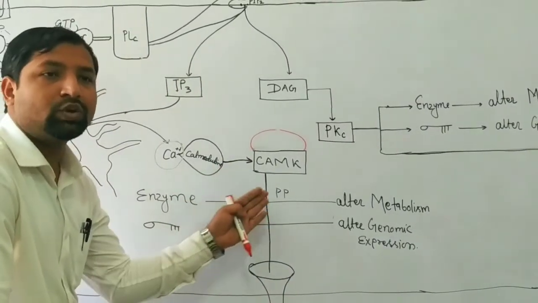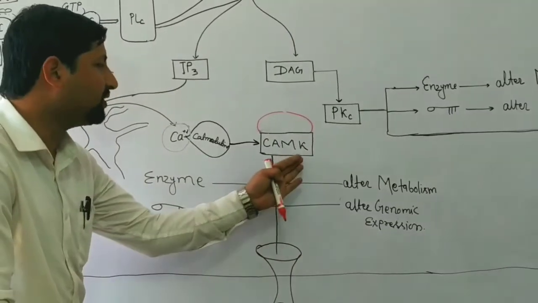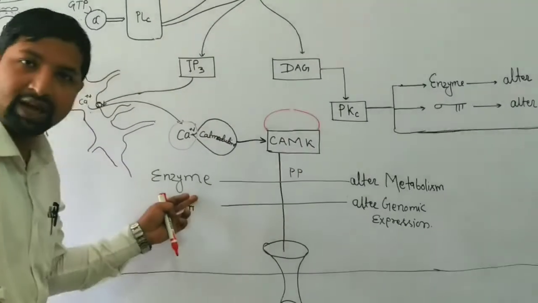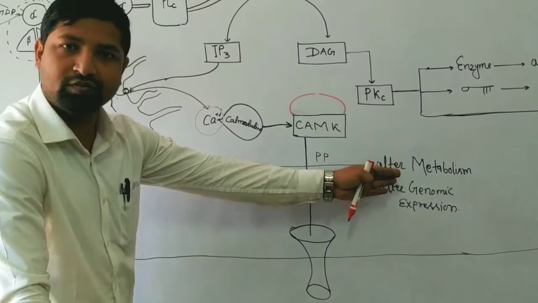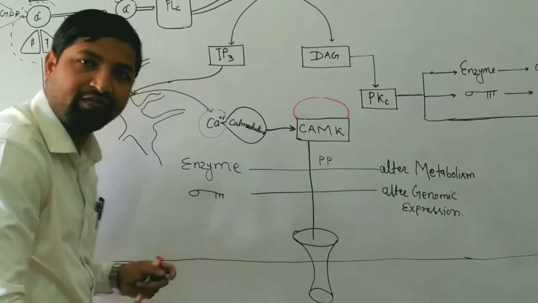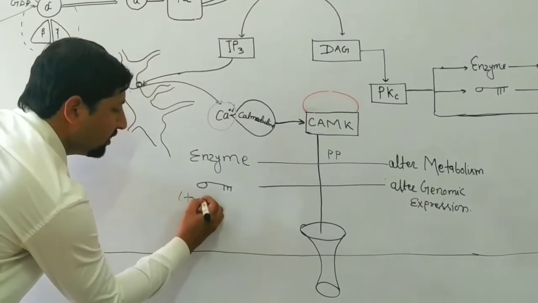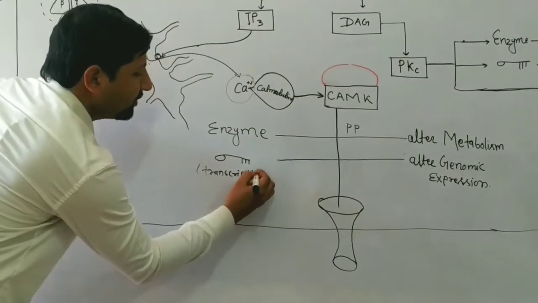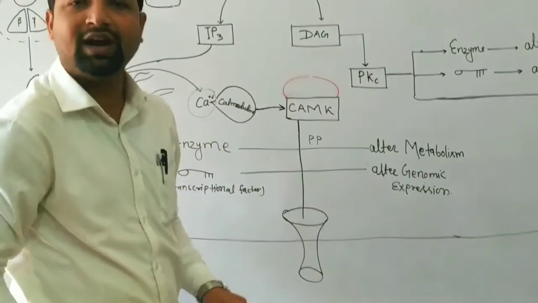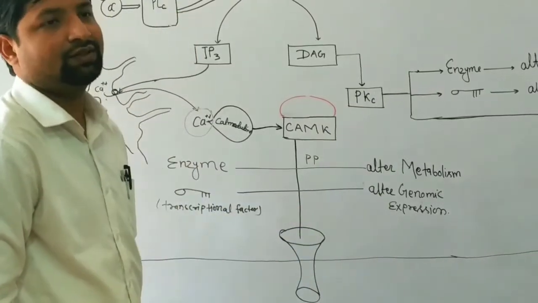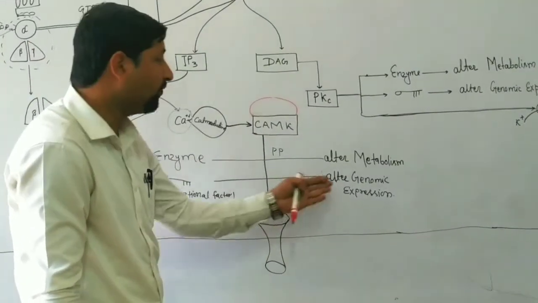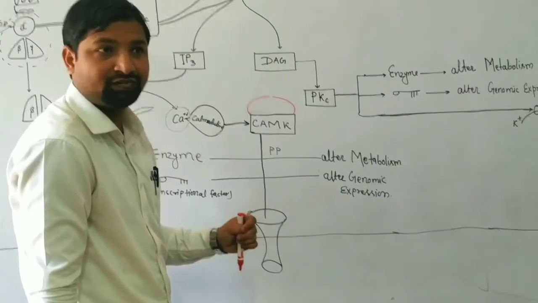Now this calmodulin kinase enzyme, after stimulation, will phosphorylate the enzyme, and it will be responsible for the alteration of the metabolism. Now it will also be responsible for phosphorylating the transcriptional factor, and it will be responsible for altering the genetic expression. So what are the genetic expression changes? The transcriptional changes, the translational changes. It will form the protein, the new formation of the protein, right?